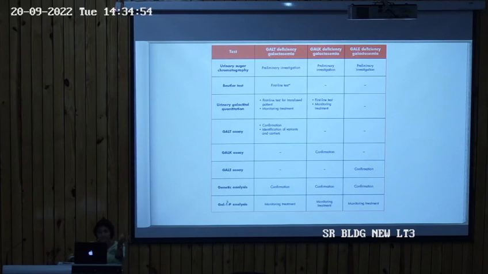Then number 3, you can do the galactose 1-phosphate analysis. That is the substrate, not the enzyme. That is just to monitor if the treatment is progressing fine, because the substrate should be utilized if the enzyme is working fine. So these 3-4 names are more than enough. You can write urinary galactitol quantification as well.